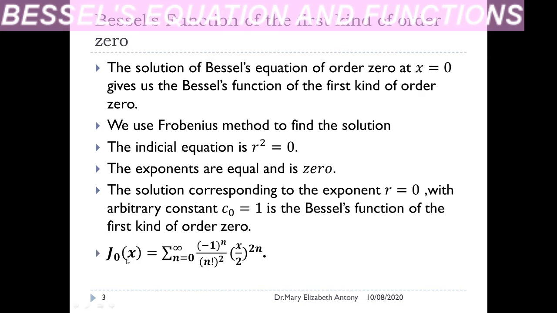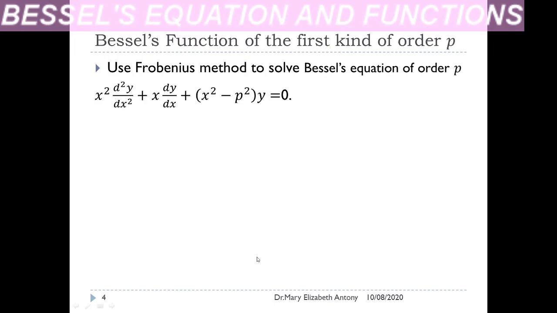J0(x) is equal to the sum from n equal to 0 to infinity of (−1)^n / (n!)² times (x/2)^(2n). This is something you will always have to remember. This is given as J0(x): the summation of (−1)^n / (n!)² times (x/2)^(2n).